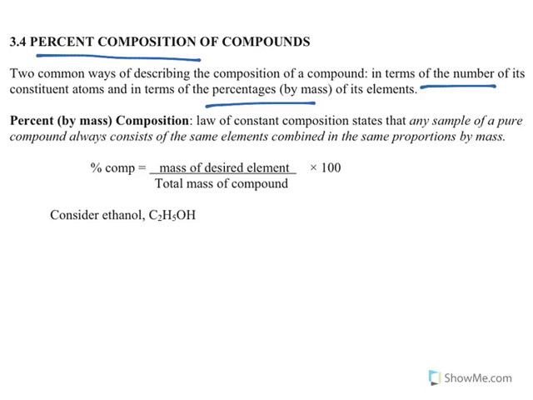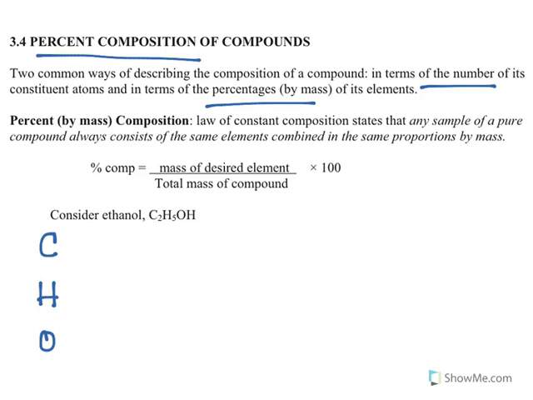When we're thinking about the percent by mass composition, we're going to look at each of the elements that are involved. So let's look at this example of ethanol. We can think about this formula as representing 2 atoms of carbon, or we can think about it as 2 moles of carbon. I'm going to think about each of those elements, carbon, hydrogen, oxygen, and figure out what mass is in there.